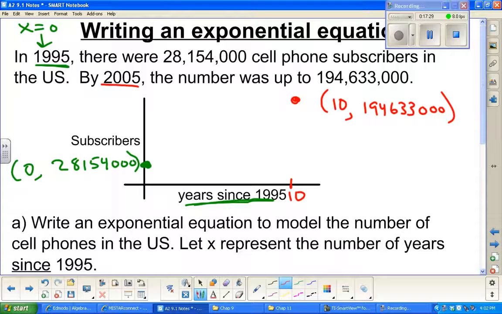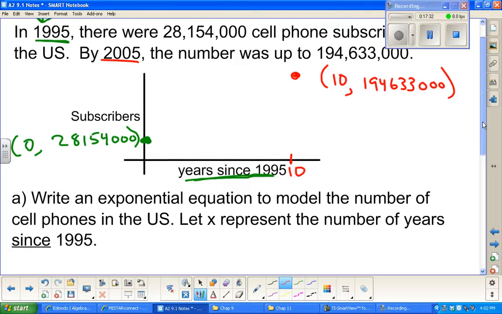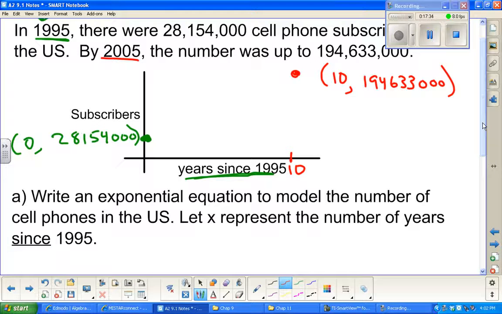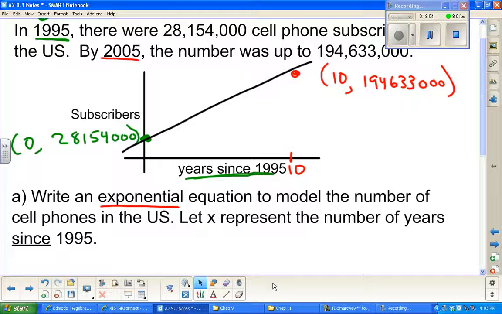So we need to come up with an equation to model this. What if we want to predict what's going to happen in the future, or what happened in between, make a prediction. So we want to write an exponential equation, okay, to model the number of cell phones in the US. We're going to let x represent the number of years since 1995. Okay, so if you were new to this, or if this was a few years ago, and you see 2 points like this, you kind of automatically assume, let's say it's linear, and let's find a slope and do a y-intercept and all that good stuff. Okay, and that would be fine if it was linear.